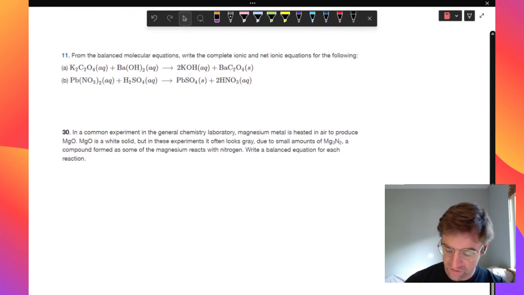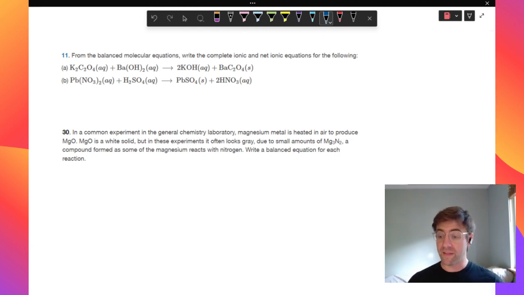So now, moving on to question 11, from the balanced molecular equations, what we've been building so far are balanced molecular equations. It's the most common, I think, way that you will look at these. Now we're going to write the complete ionic and the net ionic equations for the following. So complete ionic is going to show each of those charged components, those charged ions, in total throughout the equation. And then the net ionic equation is just going to look at the species that change. And that will hopefully make more sense in a moment.